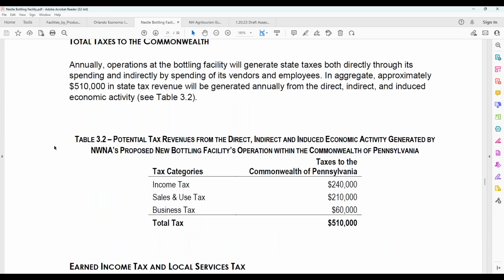We can see other ways people have presented this kind of information. This analysis looks at the proposed new bottling facility in Pennsylvania for Nestle. Again, using IMPLAN to look at state revenue, in this case the direct, indirect, and induced economic impact and fiscal impact for different types of tax impacts. This is where that data can be taken out of IMPLAN and put into a report that's used to start talking about the fiscal impacts of projects.